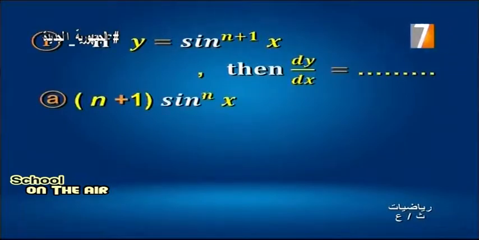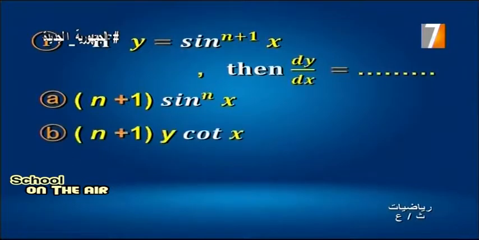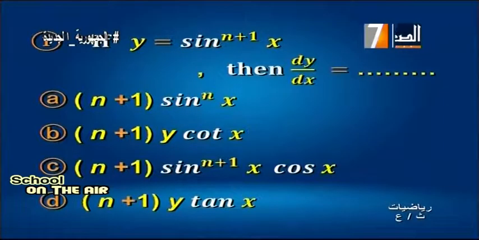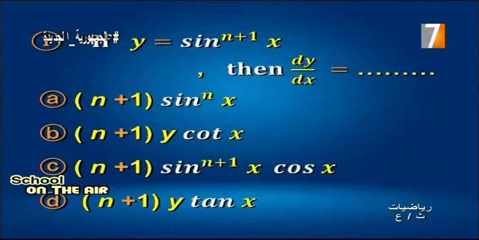Equals (n+1) sine to the power n of x, or equals (n+1) between two brackets times y cotan x, or equals (n+1) between two brackets times sine to the power n+1 of x times cosine x, or equals (n+1) times y tan x.